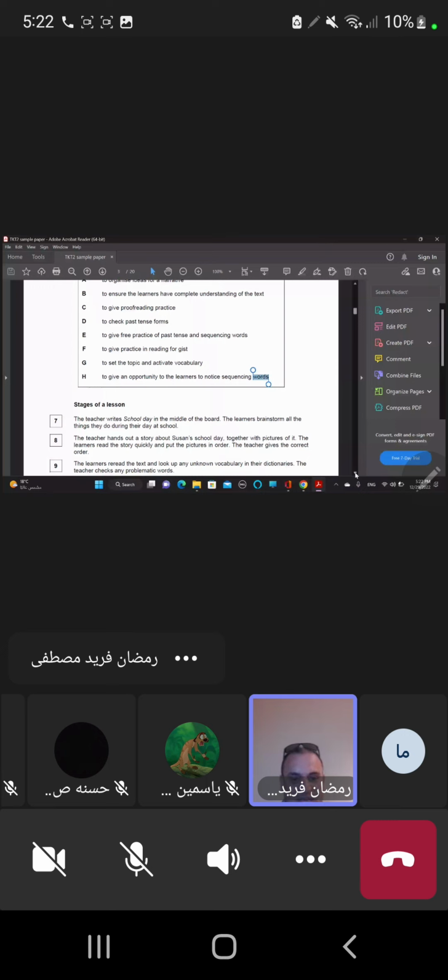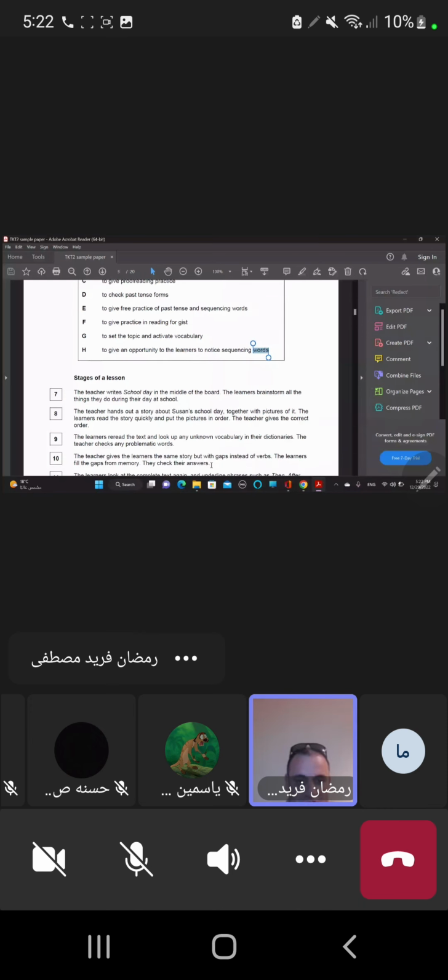Another indication. The learners reread the text and look up any unknown vocabulary in their dictionaries. The teacher checks any problematic words. The teacher reads the text. Letter B, take your time. Letter B, to ensure the learners have complete understanding of the text. Yes, letter B is the correct one because he will have to look up all unknown words.